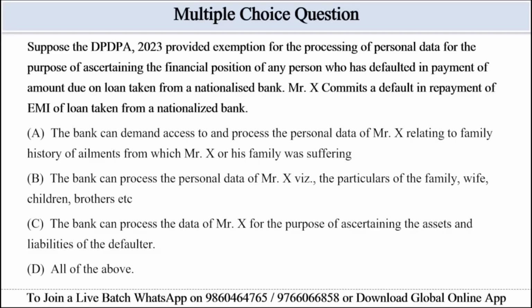In case of option C, the bank can process the data of Mr. X for the purpose of ascertaining the assets and liabilities of the defaulter. So this directly serves the given exempted purpose. Knowing his assets and liabilities is exactly what financial position implies. Hence, option C will be the correct answer here.